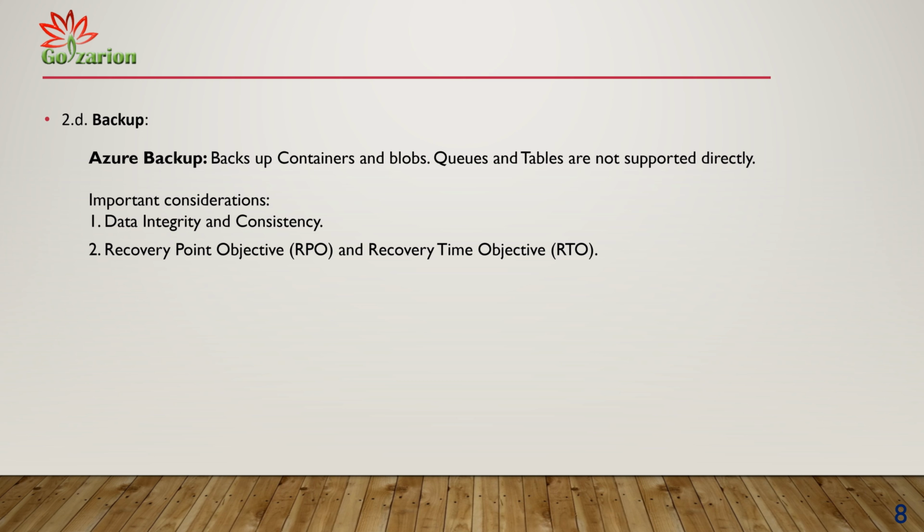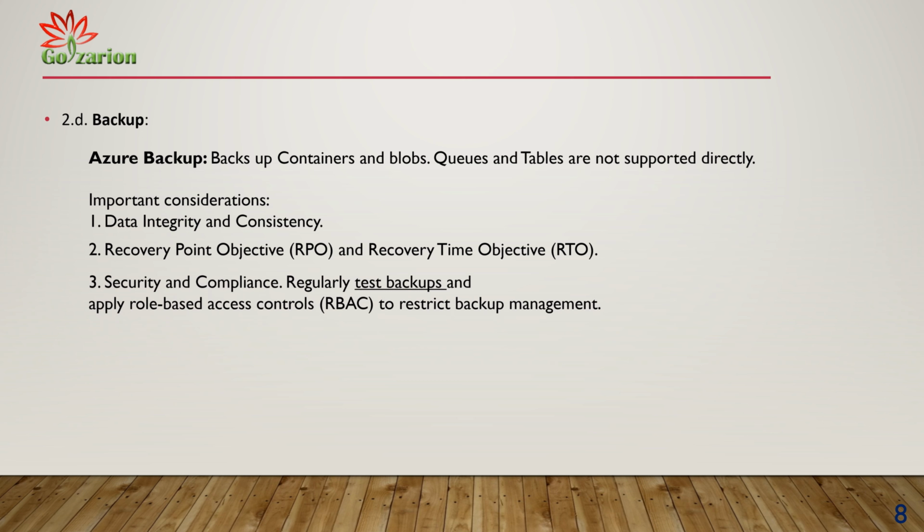RPO defines how much data loss is acceptable. For example, backups every 24 hours means up to 24 hours of potential data loss. RTO defines the acceptable downtime after a failure. Both metrics help shape the frequency and method of backups, for example, incremental or full backups, and the infrastructure to meet business needs. Security and compliance.